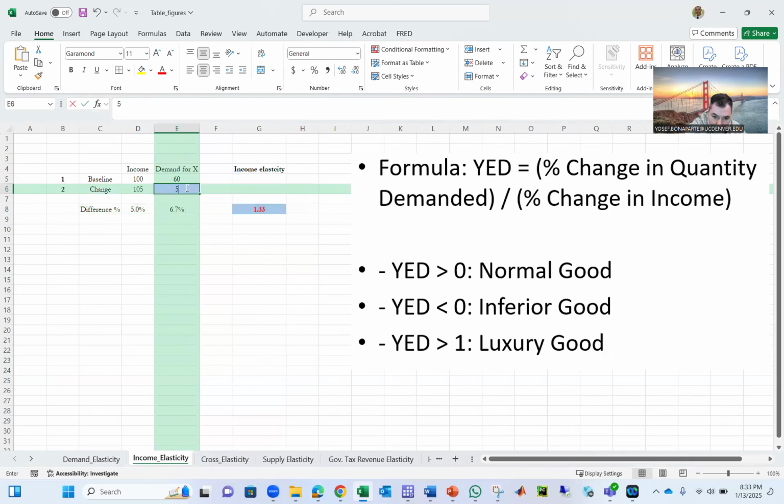If it's a 58, for example, then it's a negative. Negative, that means inferior good. So the more income you have, the less you consume it. If it went up to 61, for example, it's positive. That means normal good. So a normal good, if it's above 1, becomes a luxury good.